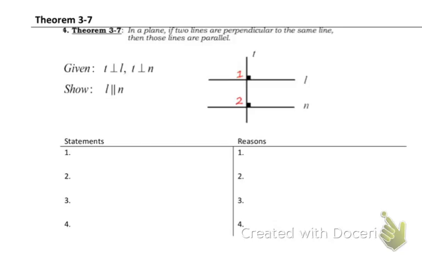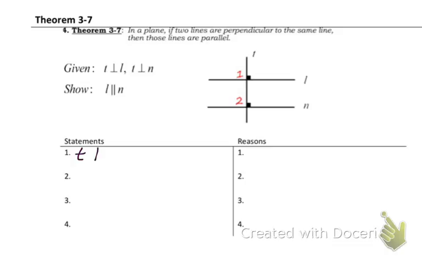In a plane, if two lines are perpendicular to the same line, then those lines are parallel. This is going backwards as well. Remember yesterday we did if they were parallel and one of them was 90 degrees, then both of them are 90 degrees. Today we're saying if they're both 90 degrees, then they're parallel. So let's start with the given.